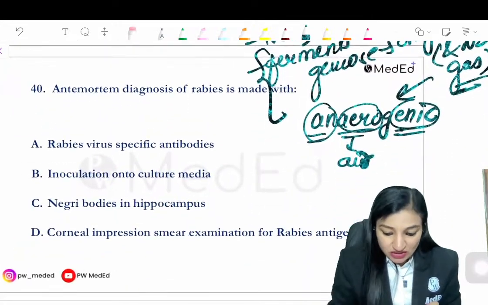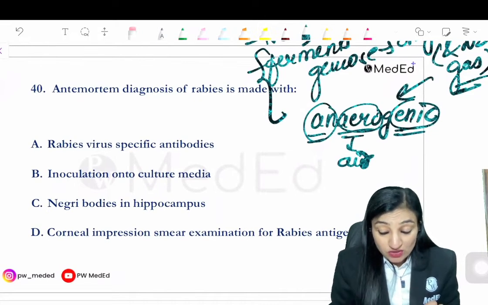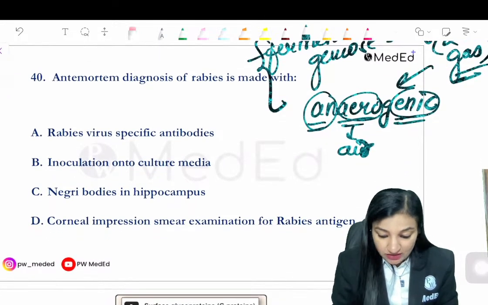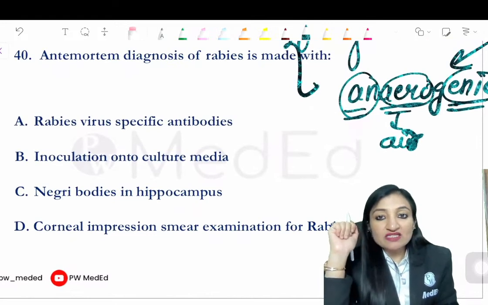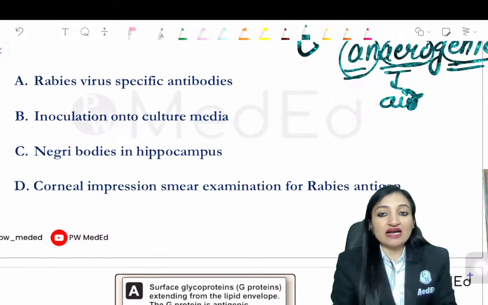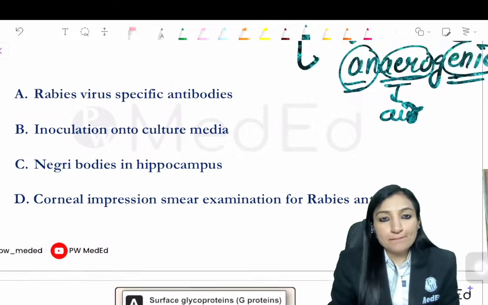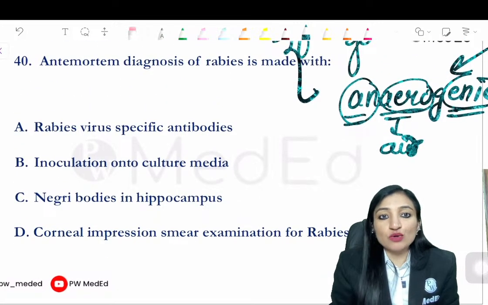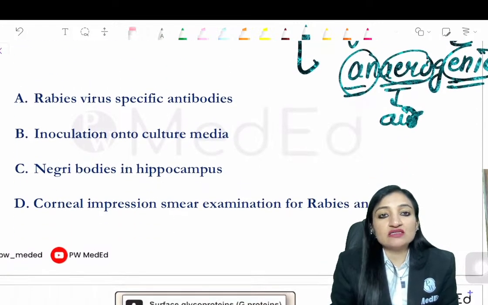Okay, guys, next question. Antemortem diagnosis of rabies is made with: rabies virus specific antibodies, inoculation into culture media, Negri bodies in hippocampus, or corneal impression smear examination for rabies antigen. They're asking antemortem diagnosis. What do you think should be the answer?